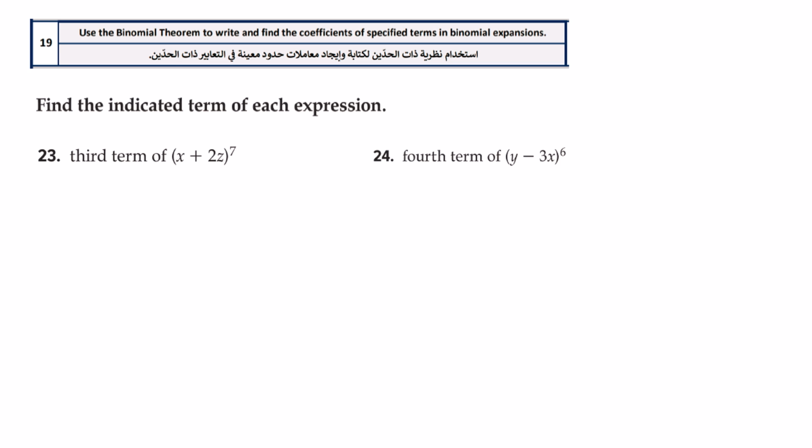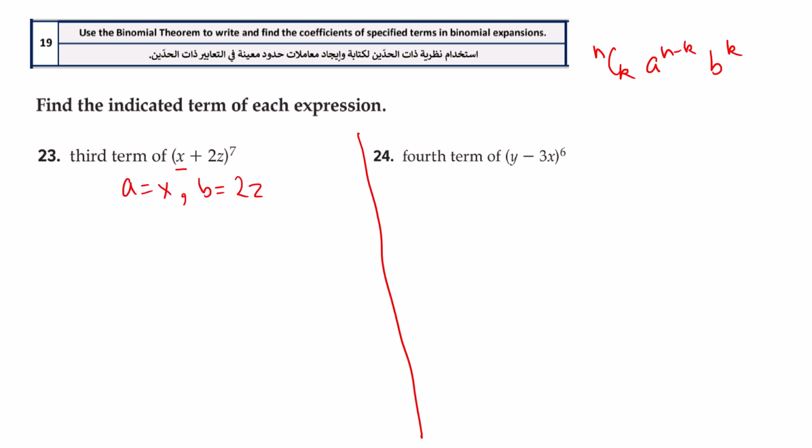Okay, so let's apply the formula for solving these questions. The formula I will be using is nCk a to the power n minus k, b to the power k. So let's see what our a, b, n and k are. So a is x, b is 2z, so the first and the second term, n is the power 7, and k, I told you, is 1 less than the term that you have to find. Here you need to find the third term, so k will be 2. Let's put everything here and apply the combination formula.